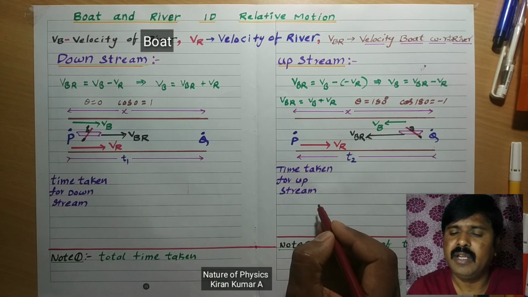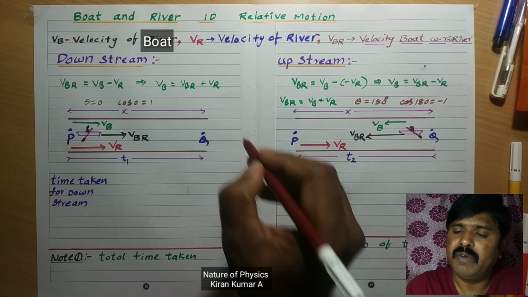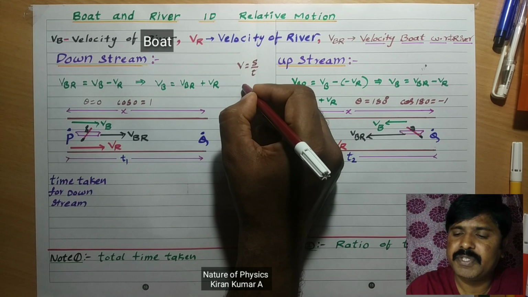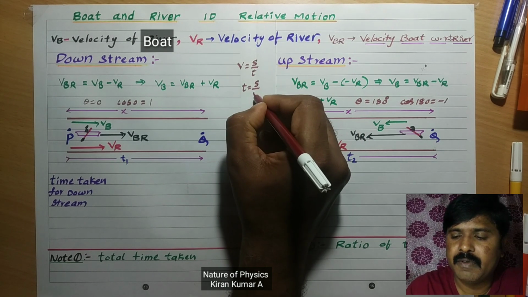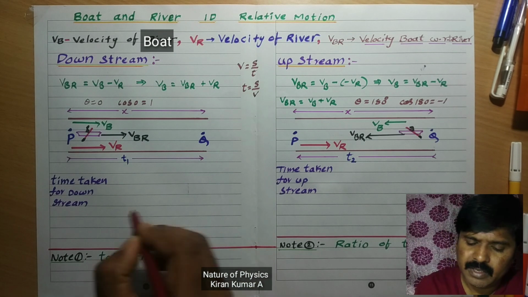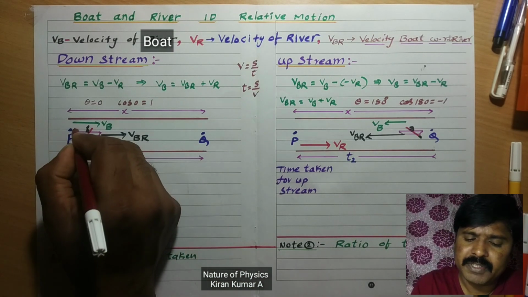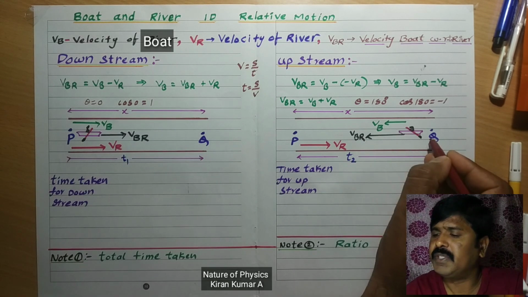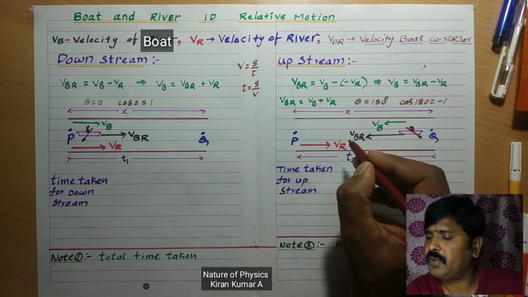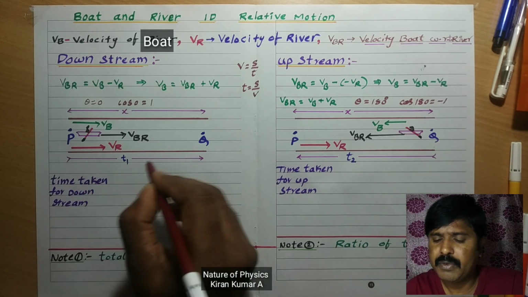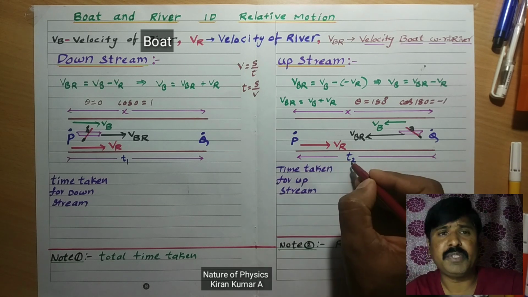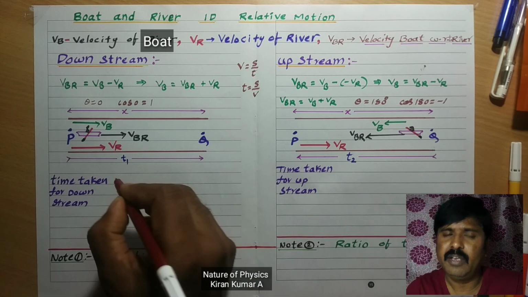First, I want to find the time taken for the downstream and also the upstream. The basic formula we know: velocity is equal to displacement by time, so time is displacement divided by velocity. The distance PQ is x, the same distance in both directions. Time taken from P to Q is T1, and time taken from Q to P upstream is T2. Because of upstream, the time taken is more compared to the downstream.